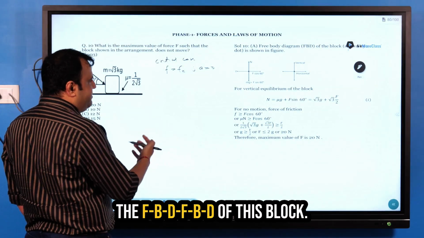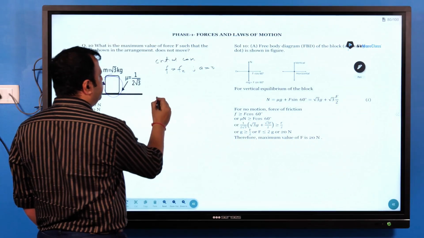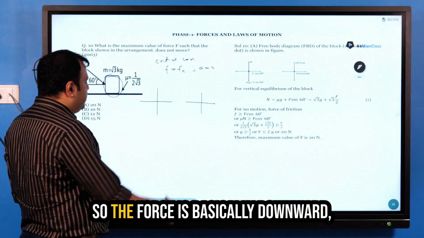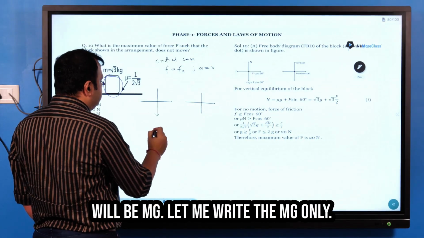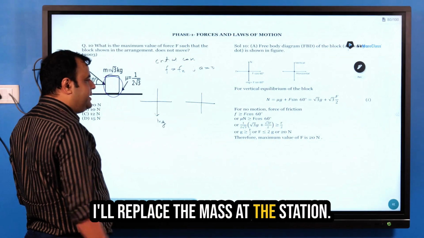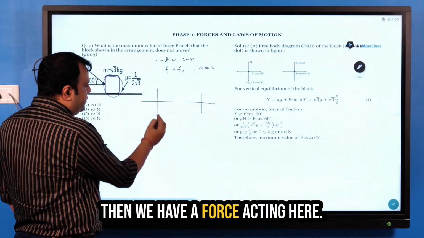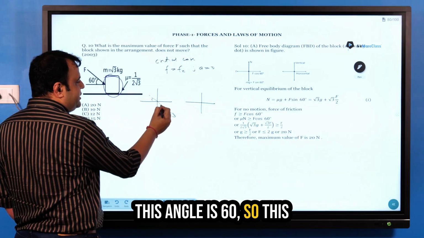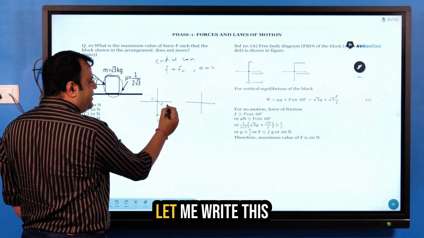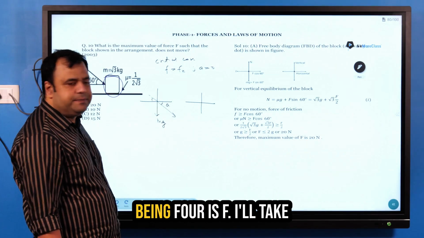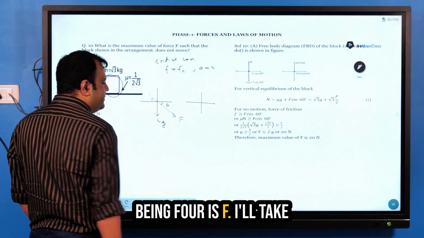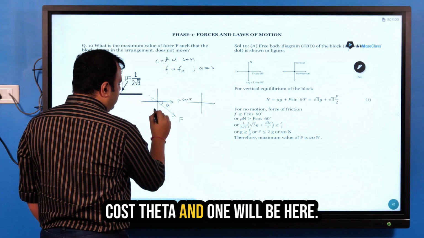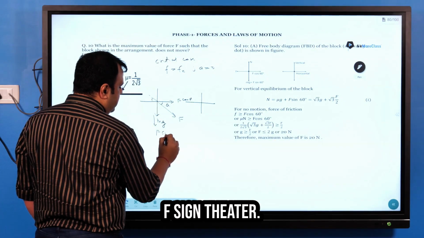Now, let me make the FBD of this block. The force downward will be mg. Let me write the mg only; I'll replace the mass at a later stage. Then we have a force acting here. This angle is 60, so this angle will also be 60. Let me write this angle as theta for a time. Force is F. So I'll decompose: one will be F cos theta and one will be F sin theta.